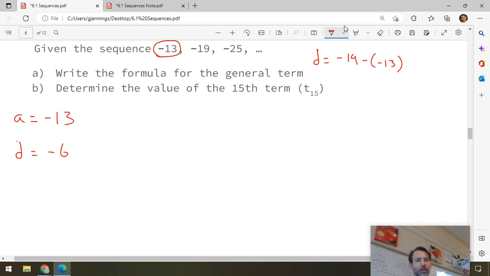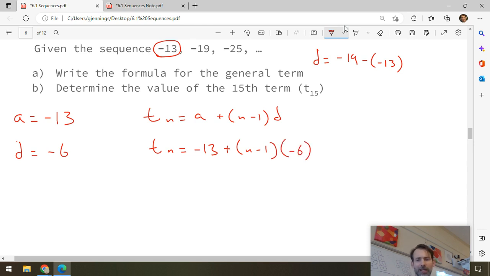So let's write a formula for the general term. Here's my general formula for arithmetic sequences, A plus n minus 1 times D. In this case, we have specifically Tn is minus 13 plus n minus 1 times D. Well, D is minus 6. Why did I put that minus 6 in brackets? Yeah, we're multiplying by D. So you have to remember those brackets because you want to multiply. If I don't have brackets there, it looks like subtraction, and that's wrong. Multiply.